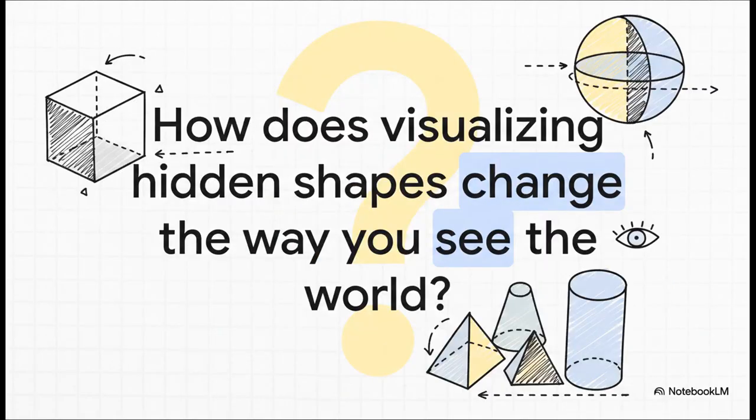So we've learned the formulas and the language to calculate the world around us. But the real takeaway here, I think, is something bigger than that. It's about learning to see the hidden structures in everything. So I'll just leave you with this question. Now that you know how to unfold, fill, and slice through the world, how does seeing all these hidden shapes change the way you look at everything?